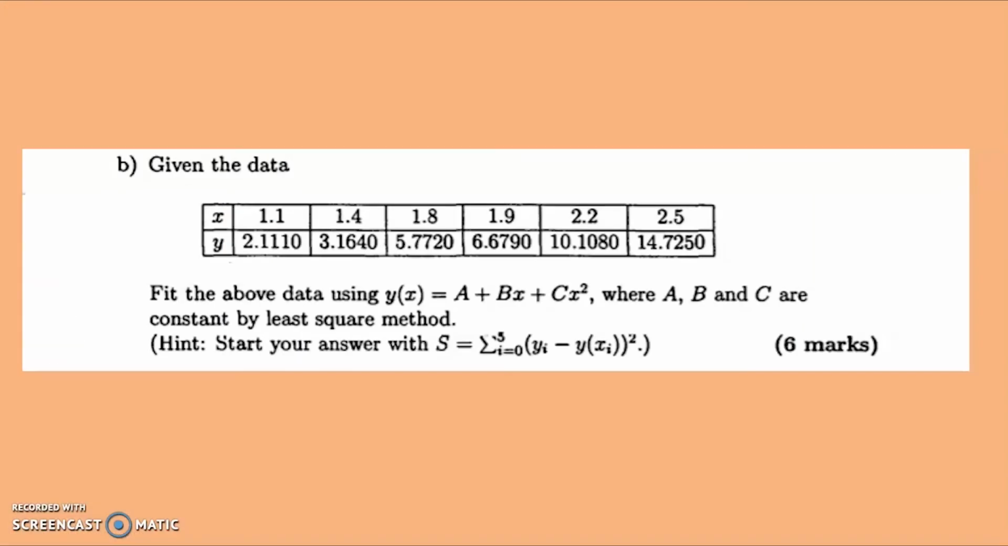Here is our second example. First, we should derive the equation of S by substituting the equation of y(x) into it.